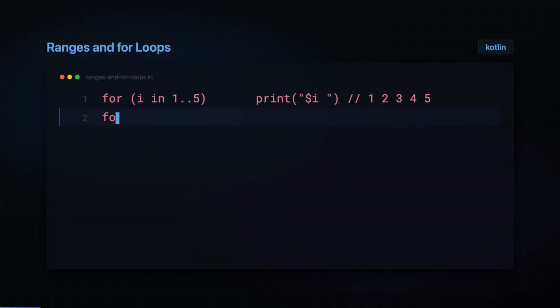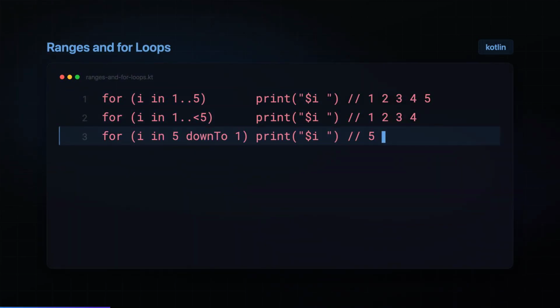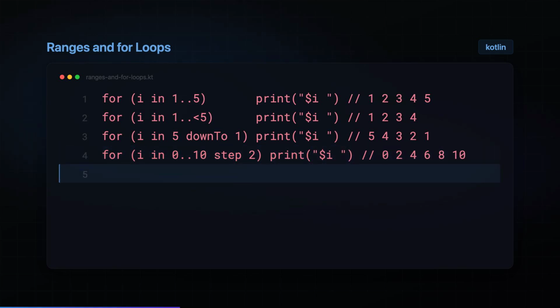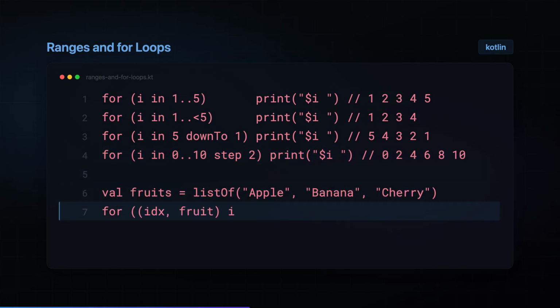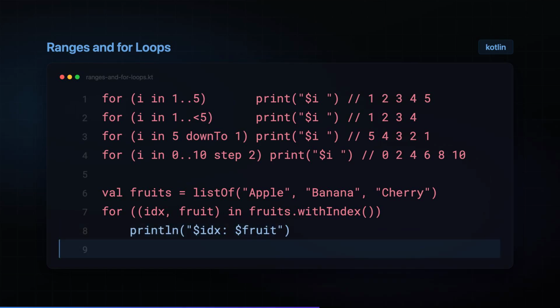Use .. for inclusive ranges. For exclusive upper bounds, use until, downTo to count backward, and step to skip values. No off by 1 errors, no i++, no manual boundary conditions. Iterating with index: withIndex gives you both the index and the element in one destructured variable.